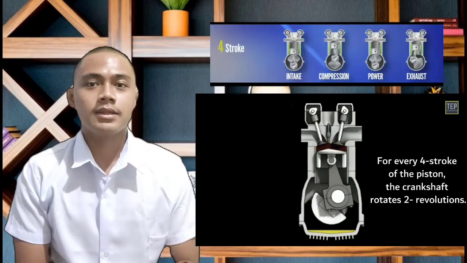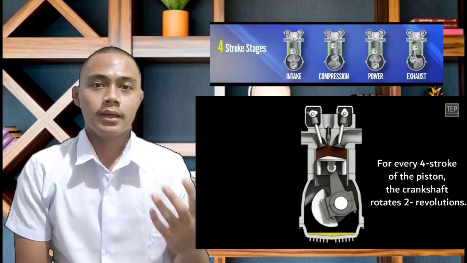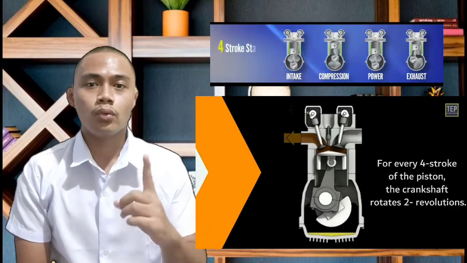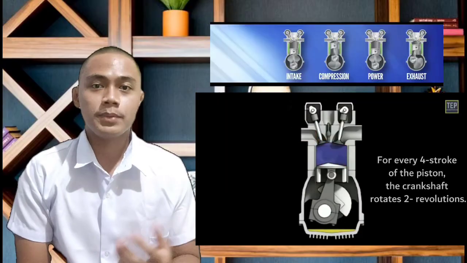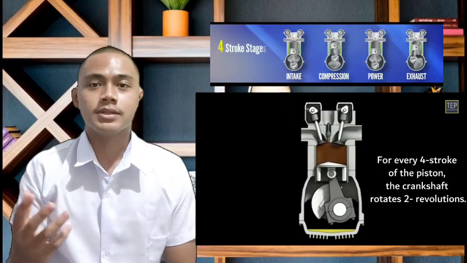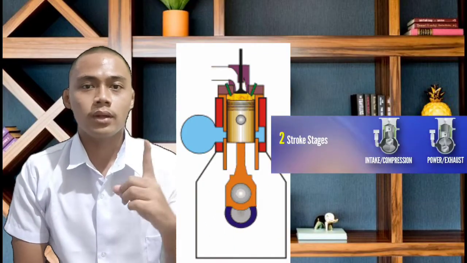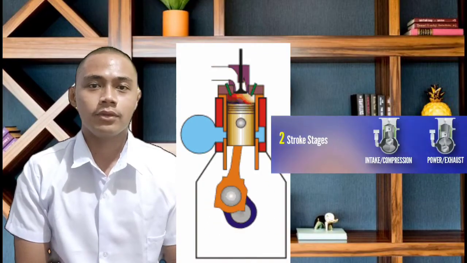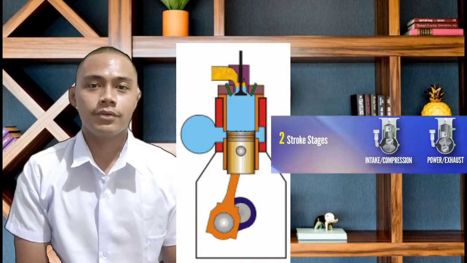The simplest definition of the two is that the 4-stroke engine is an engine that takes 2 complete revolutions of the crankshaft, or 4 strokes of the piston, to complete the 4 series of events, while the 2-stroke engine only takes 1 complete revolution of the crankshaft, or 2 strokes of the piston, to complete the 4 series of events.